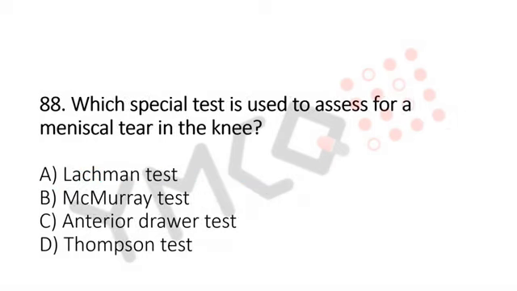Which special test is used to assess for a meniscal tear in knee? Option A, Lachman test. Option B, McMurray test. Option C, anterior drawer test. Option D, Thompson test. And the answer is option B, McMurray test. Now let's move to question number 89.